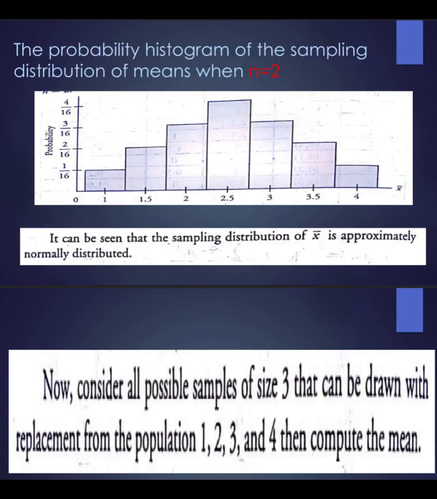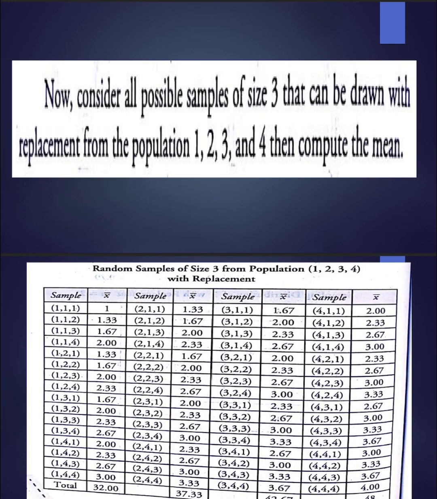Therefore, the probability histogram of the sampling distribution of means when the sample size n is equal to 2 looks like this. It can be seen that the sampling distribution of the sample mean is approximately normally distributed. Now, consider all possible samples of size 3 that can be drawn with replacement from the population 1, 2, 3, and 4. Then compute the mean.